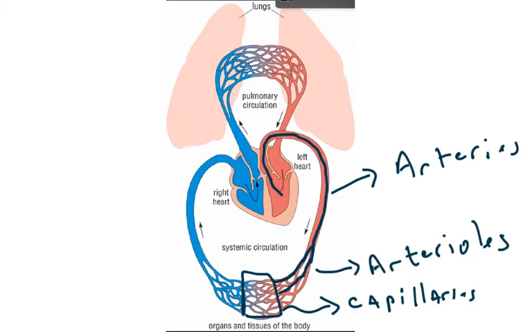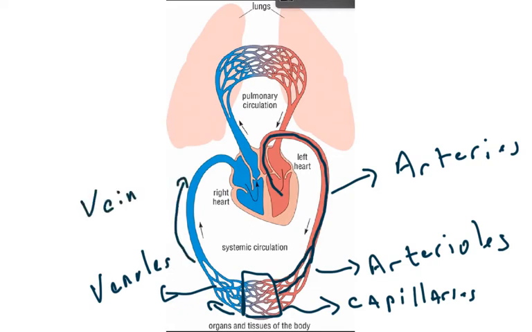Then the deoxygenated blood starts going back up to the heart via the venules, via the veins, and then back into the right atria of the heart, back into the left ventricle, and it's pumped back into the lungs, and it's all recirculated again. And that's how the overall systemic process for blood flow and oxygenation occurs.